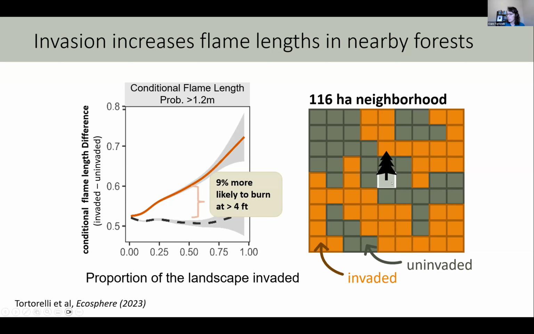So for example, a forest that's surrounded by 50% invaded neighborhood is 9% more likely to burn with flame lengths greater than 4 feet than if none of the surrounding neighborhood was invaded. That might seem like a small amount, but an increase in flame lengths can also shift our management practices. Instead of being able to control this fire with hand lines, we're more likely to need large machinery. And the same can be true in the scablands, where maybe before we didn't have any fire, now we have more fire. So we're pulling more resources to manage fire because of this invasive grass.